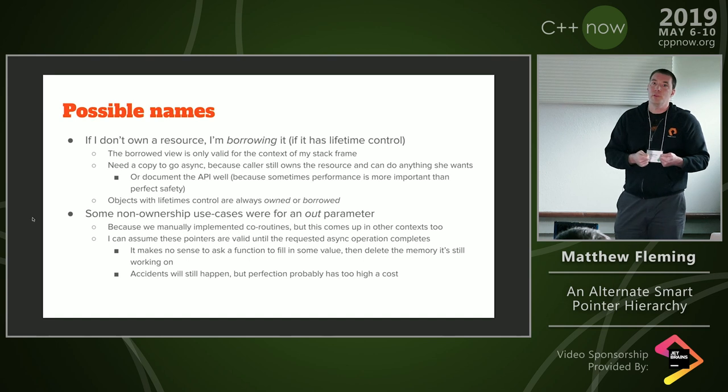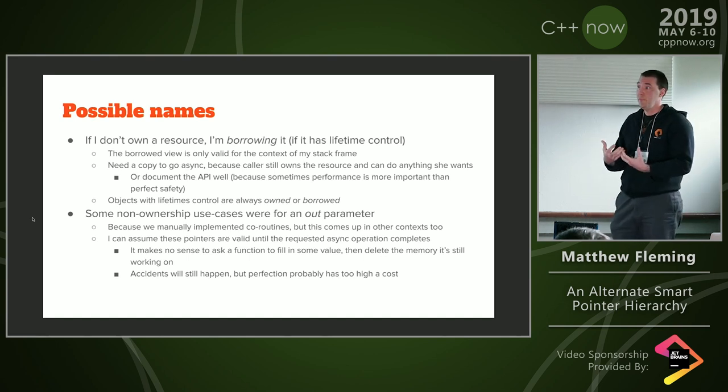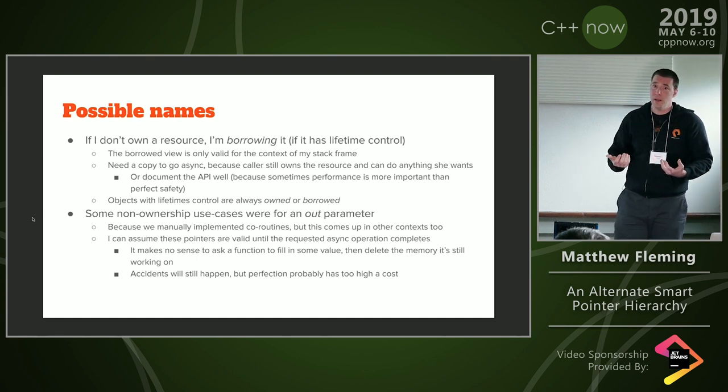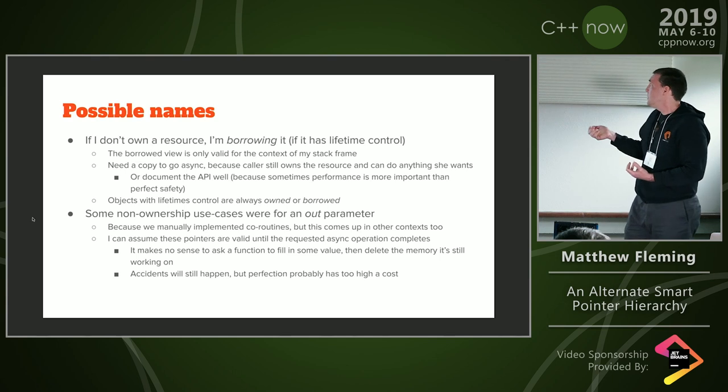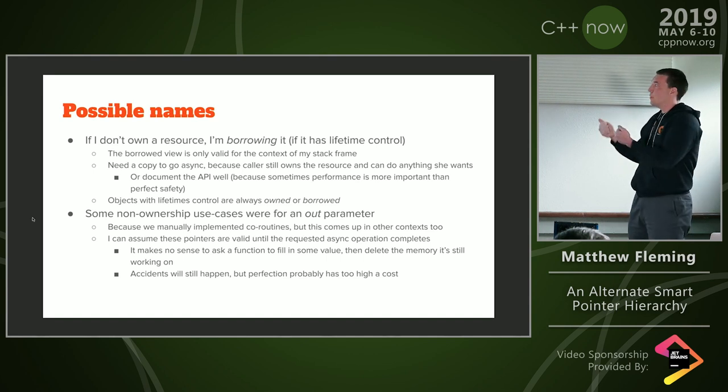If there are reasons to want to say, well, I've got a shallow view, but I know the view lasts longer than this operation, that's the kind of thing you should really clearly document on your API. For performance reasons, you definitely want to make copies everywhere, but you at least want to represent the ownership. So everything that's got a lifetime on it is either owned or borrowed.